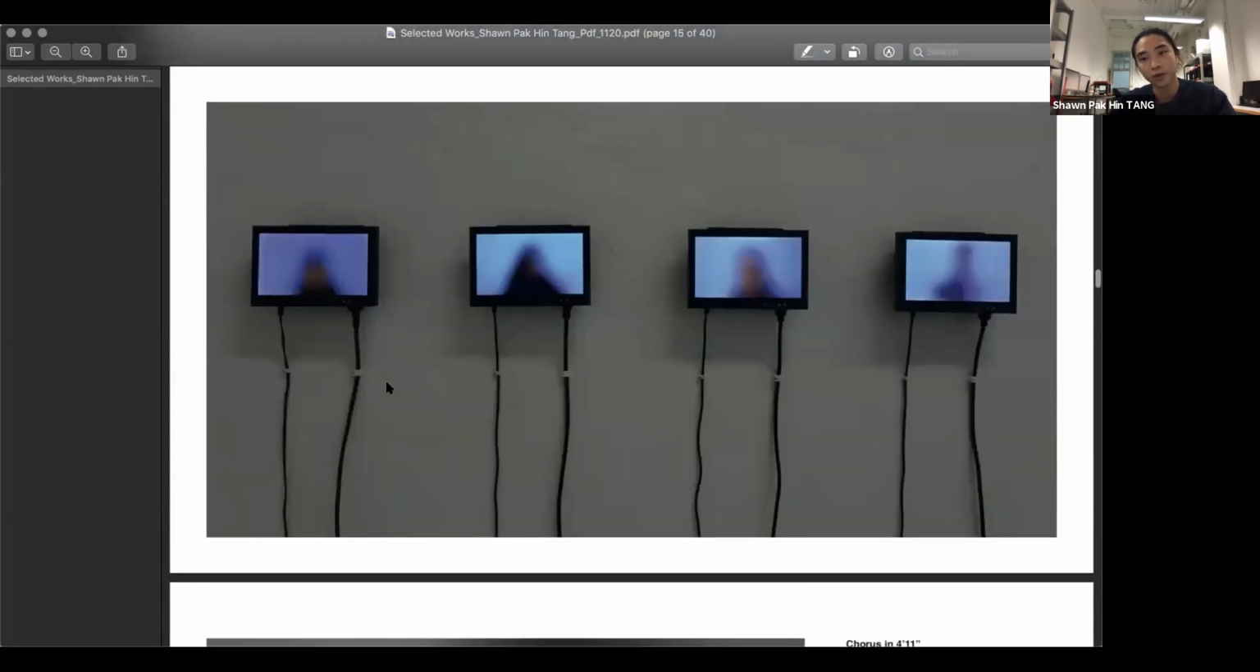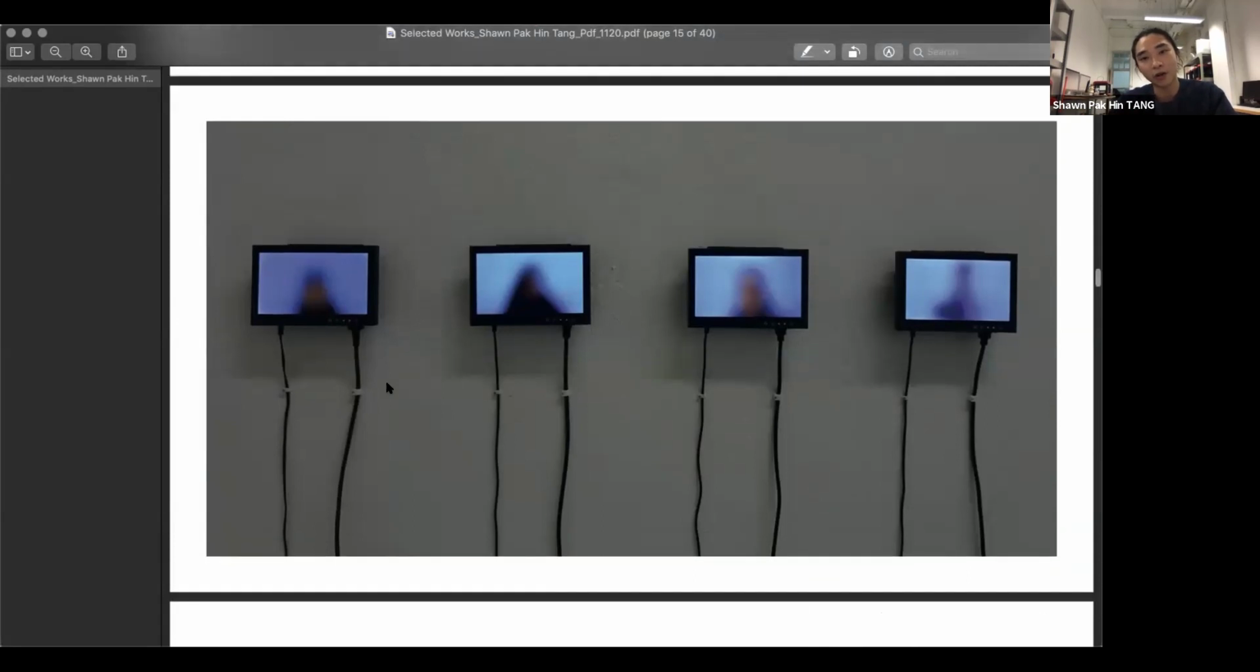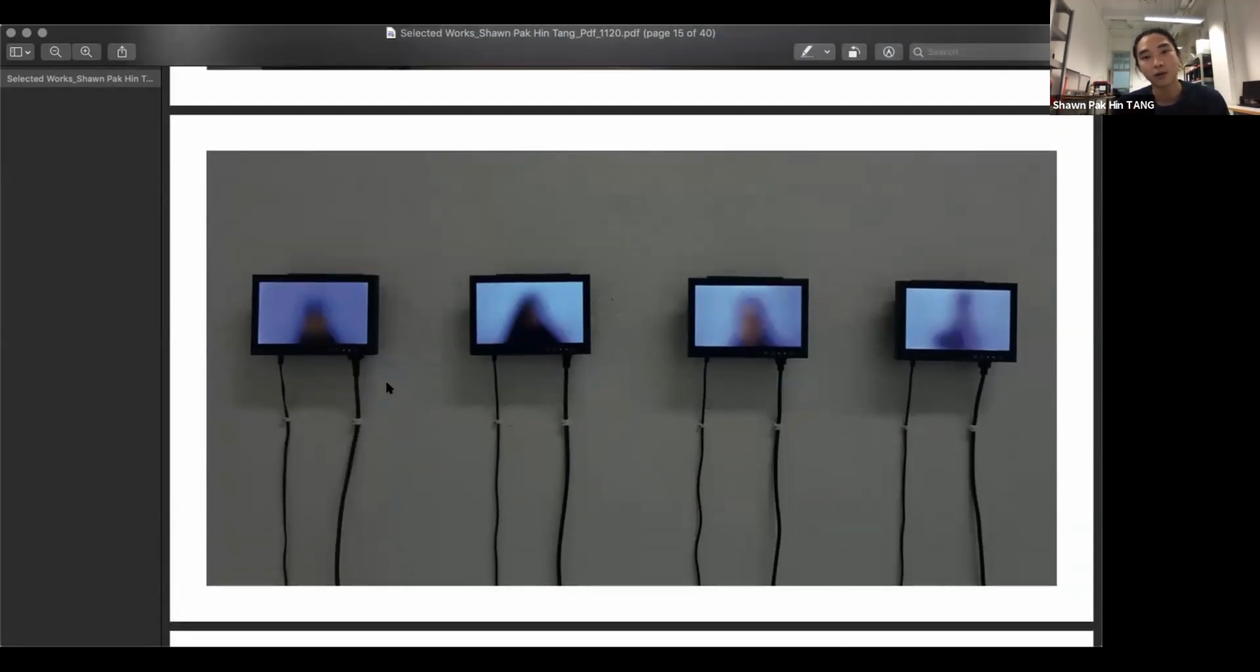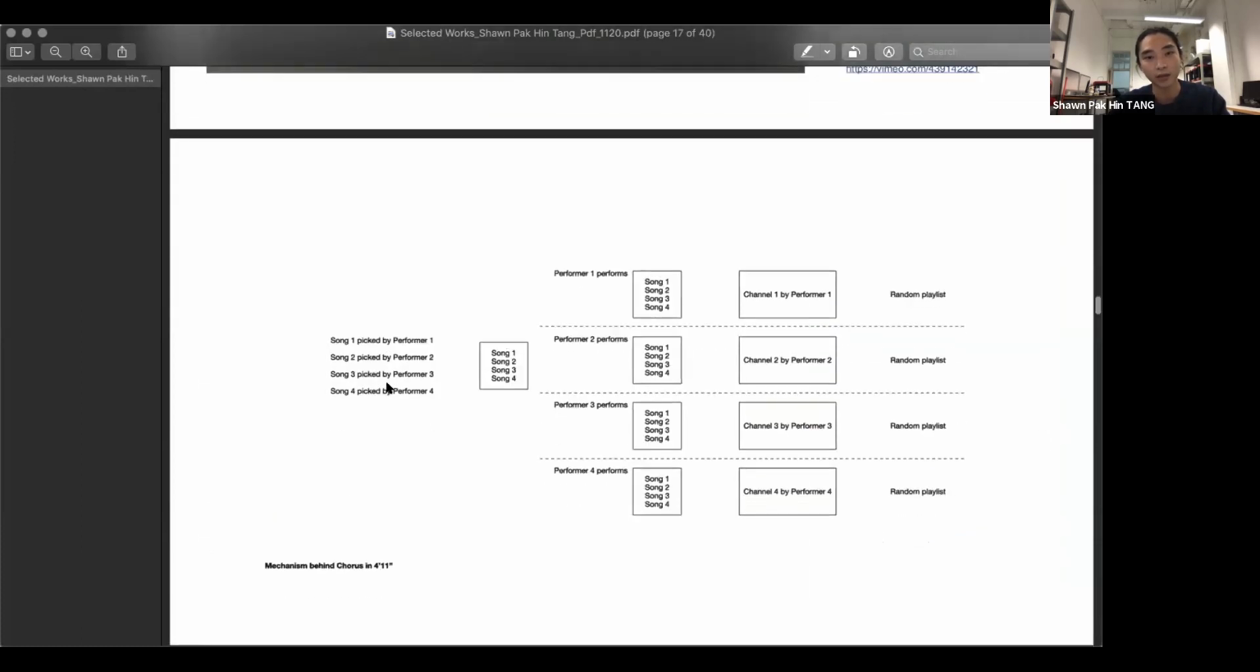This one is a little bit complex in terms of the mechanisms, but when the audience walks in front of the installation, they will hear very disturbing and loud sounds produced by each of the channels. I will spend some time explaining the mechanism, because I think this one matters when you know the mechanism behind it.